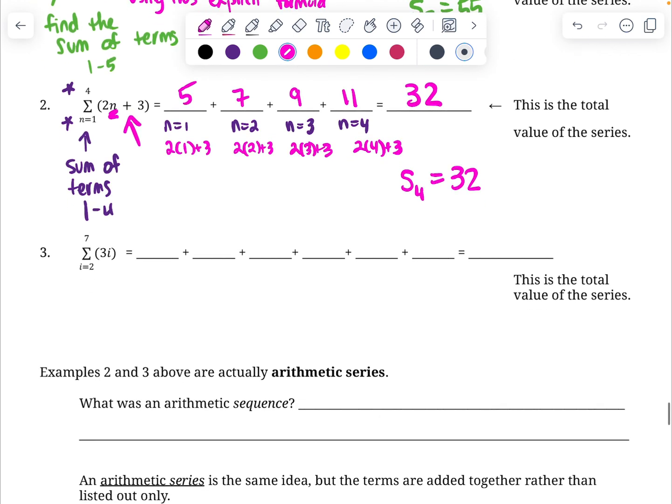Okay, so I would like you guys to take a moment and try number 3 on your own. So without my help, try number 3. Pause the video, and then when you come back, you can see if you're right.